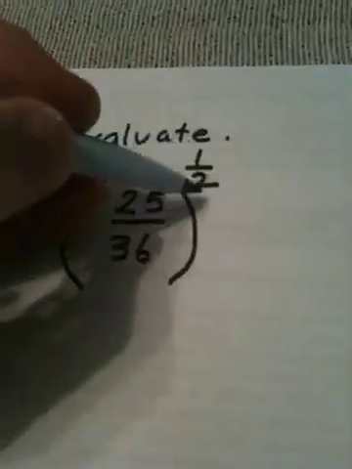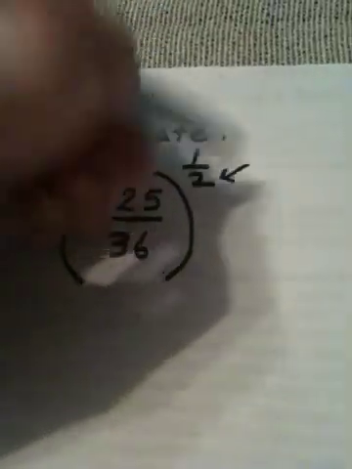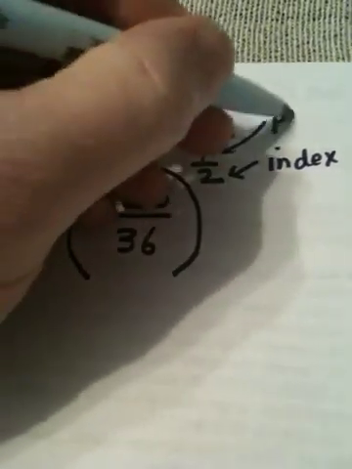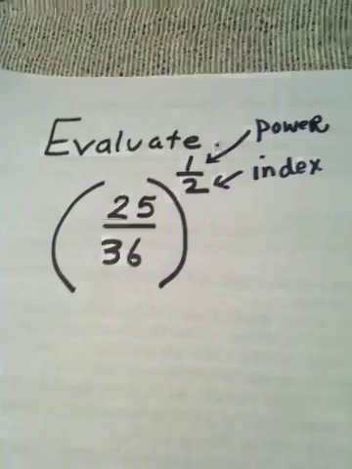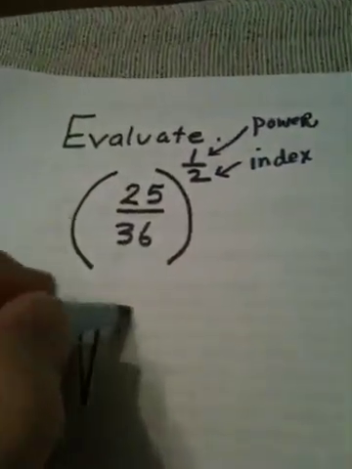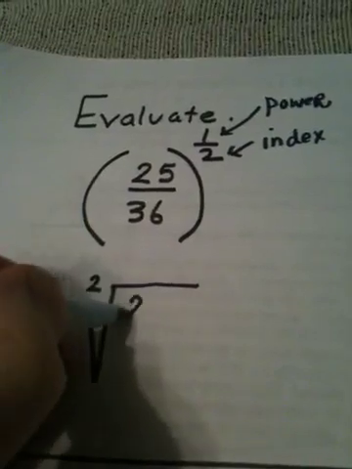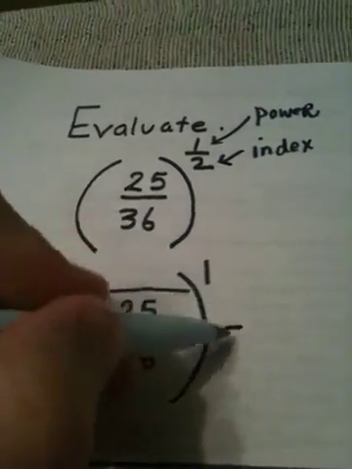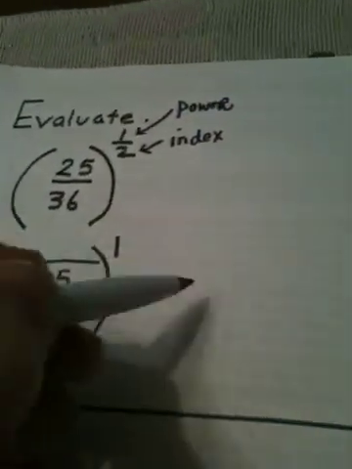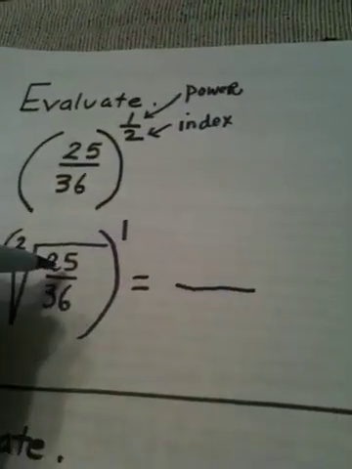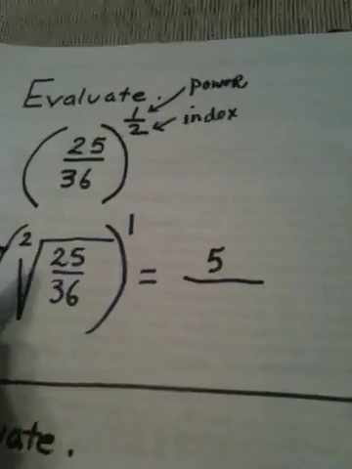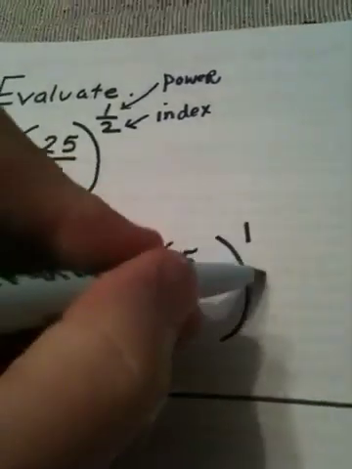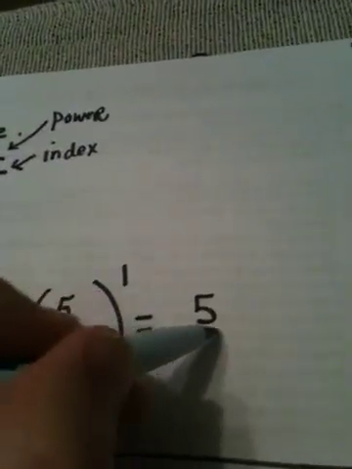Evaluate 25 over 36 to the 1/2 power. Again, remember, the denominator becomes the index and the numerator becomes the power. So what I'm doing here is taking the square root of 25 over 36, and raising the whole thing to the 1st power. All right? The square root of 25 is 5. The square root of 36 is 6. And when I raise that to the 1st power, I just get itself back.